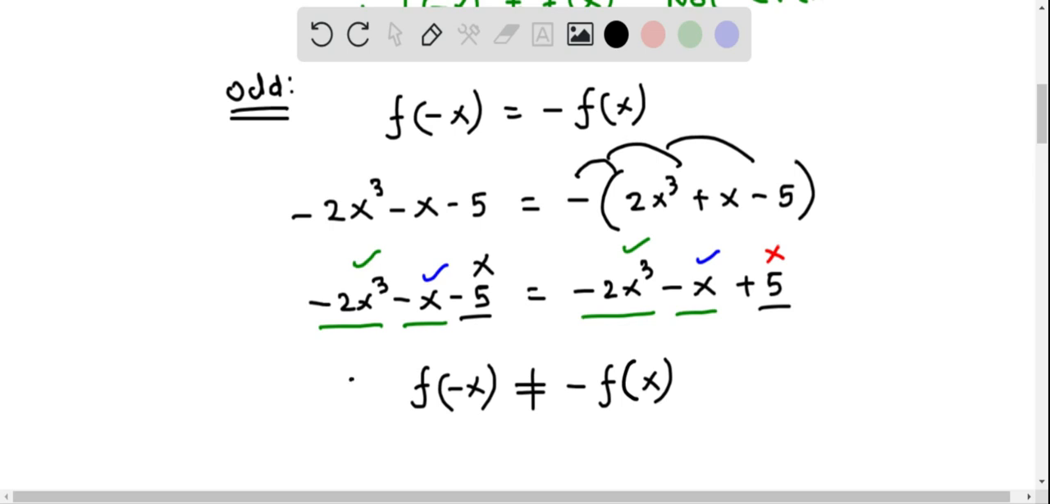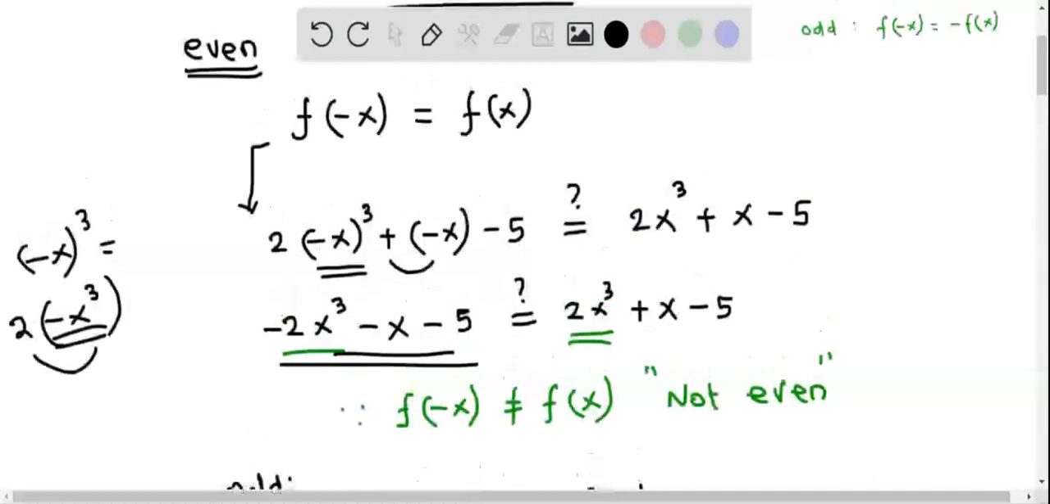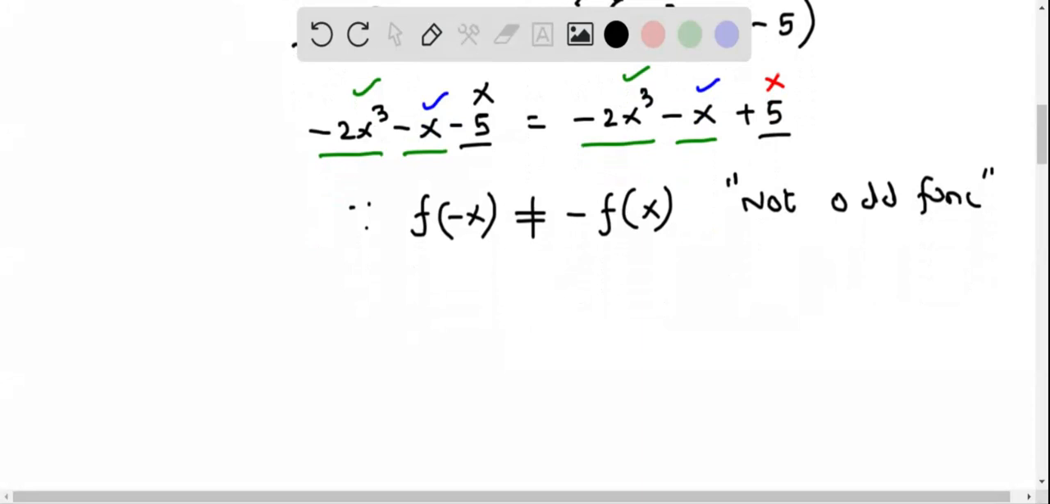So therefore, since it is not equal, we see that it is not an odd function. And since it is not an even function as well as not an odd function, we see that it is neither. It's neither an even nor an odd function.